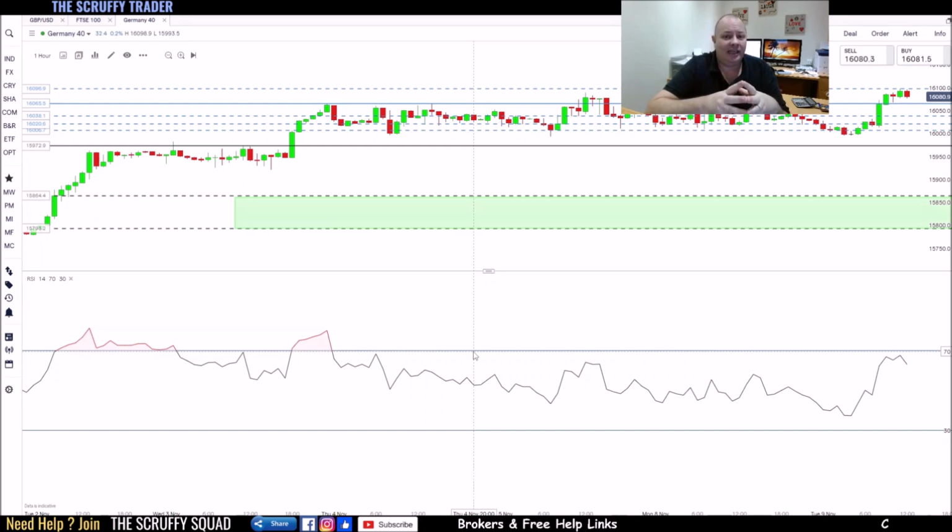14 is the standard setting for most indicators. It's just kind of a universal. Now, the RSI is deemed to be overbought when it gets above 70 and oversold when it gets below 30. Now, does that mean there's going to be a reversal in the market? Not necessarily. But what it's telling you is whatever's going to happen, there is going to be a reaction at this point.